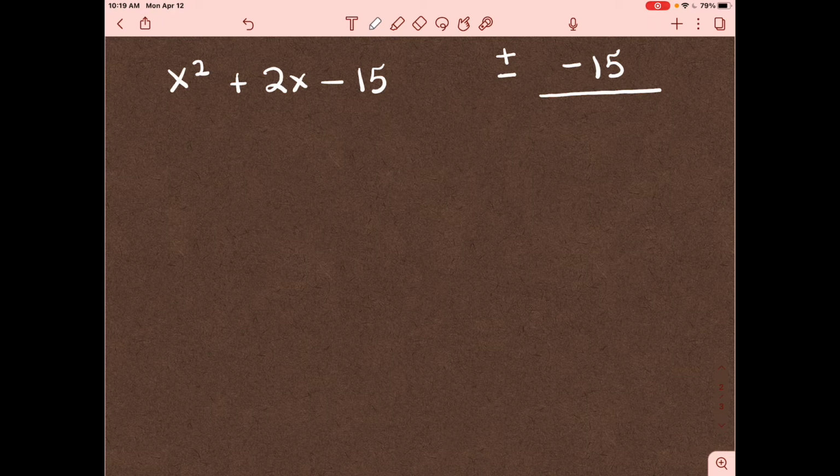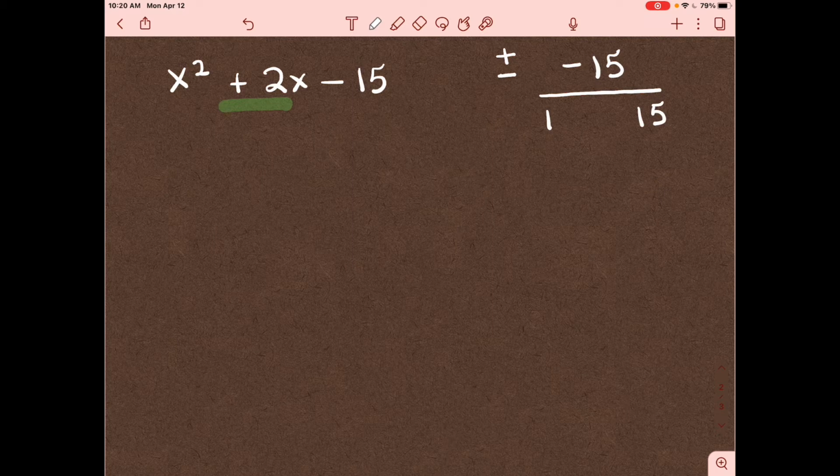All right, to be strategic, we're going to come over here and look ahead just a little bit. When I add them together, they're going to make a positive 2. So that means that these numbers, the positive and the negative, one of them, the bigger number, can be positive and the smaller number can be negative. Let's go ahead and get those factors first, and then we'll put that together.